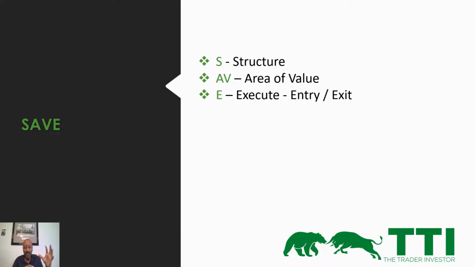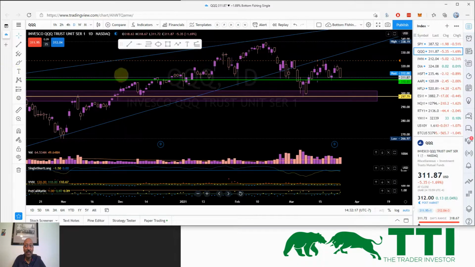When I'm reaching an area of value, I want to see price making higher highs and higher lows for a pullback to terminate, or it is making lower highs and lower lows for a rally to terminate. This is basically how I look at the overall picture. This is how SAVE comes into the picture for me to see this. And as we look into the charts, you'll be able to identify this easily.